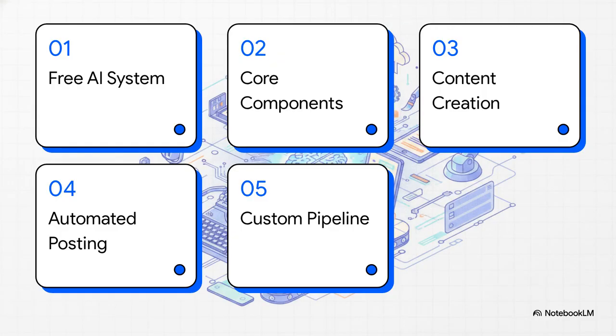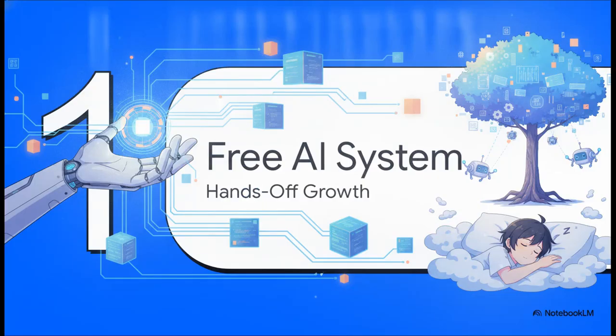Here's our quick roadmap for today's explainer. First, the 100% free AI system. Second, the two core components. Next, Phase 1, content creation, and Phase 2, automated posting. And finally, customizing your AI pipeline. All right, starting with Section 1, the 100% free AI system and hands-off growth.